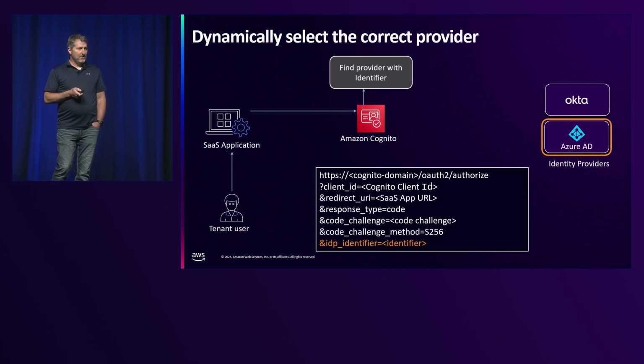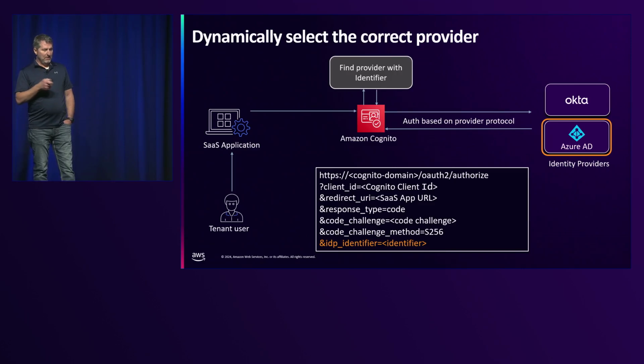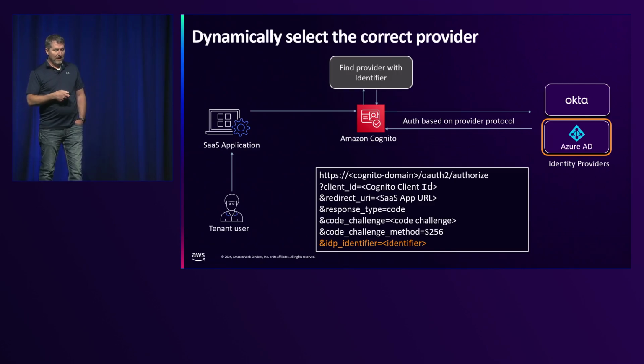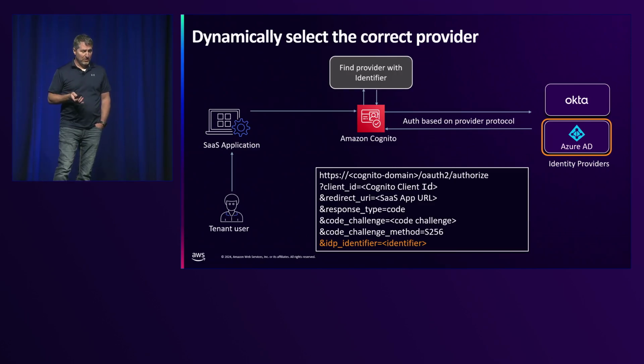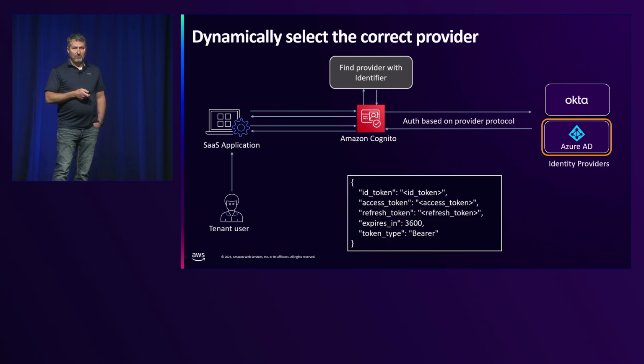In this case, we see it's Azure AD. We're probably going to do SAML. So it dynamically picks that provider and then dynamically authenticates based on that provider's protocol. And now we're back to tokens, and we're happy.